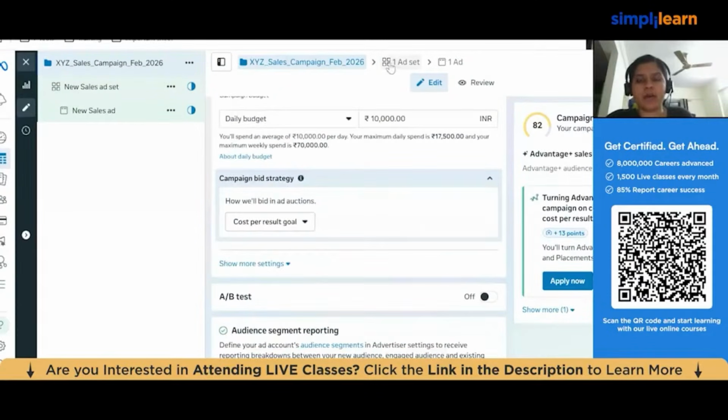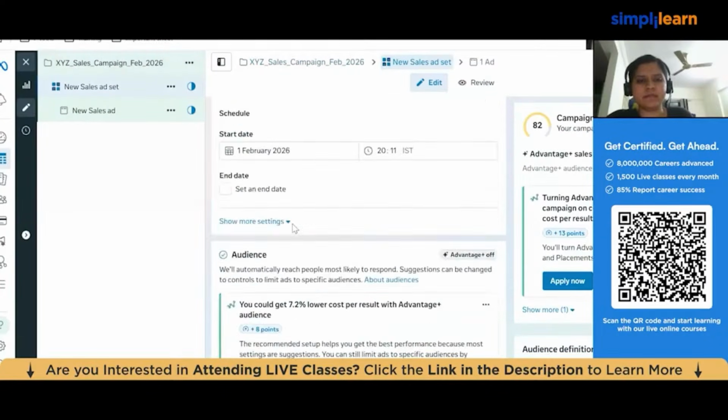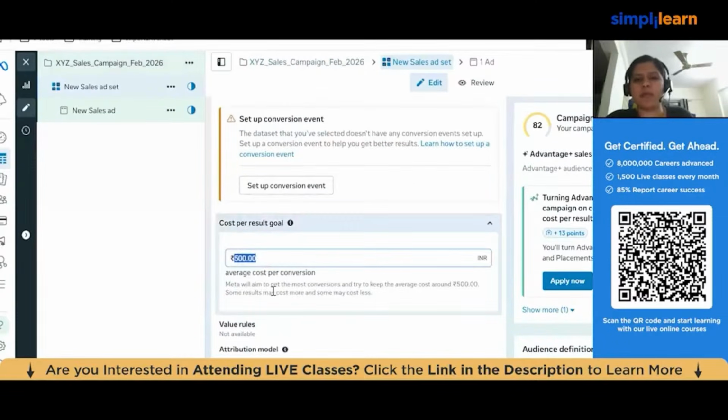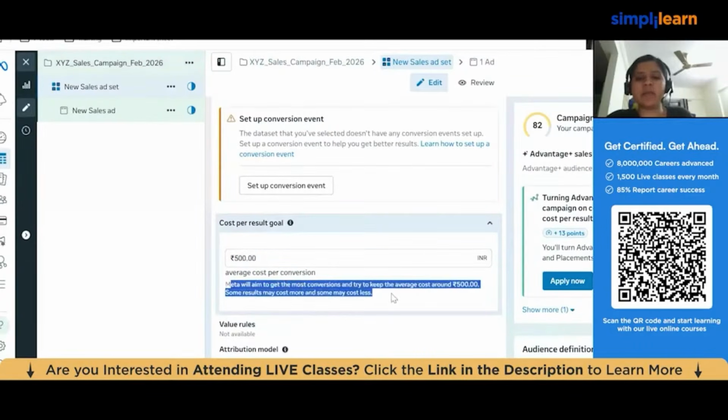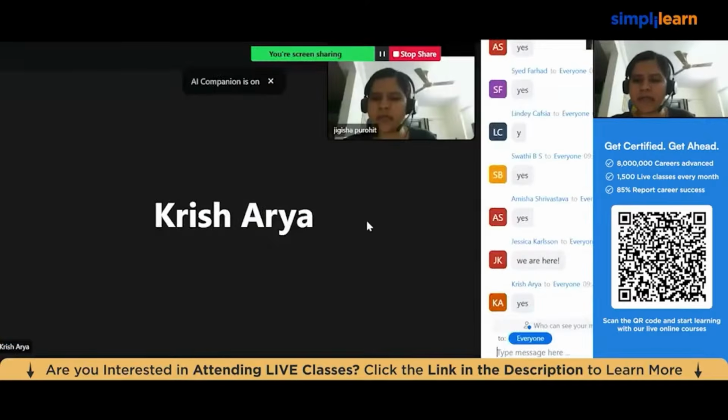Now, a very important thing: I have to go to the ad set level. Can you see, you have to put a cap over here, the cost per result goal cap. Meta will aim to get the most conversions and try to keep the average cost around 500. When I say average, guys, if your client tells you they want leads but don't want to spend more than 100 rupees per lead, you can put 100. But every time you won't get a lead for 100. Sometimes it would be 110, sometimes 150, sometimes 80, but your overall average would come around 100, which is what the platform is committing. Did you understand this, guys?